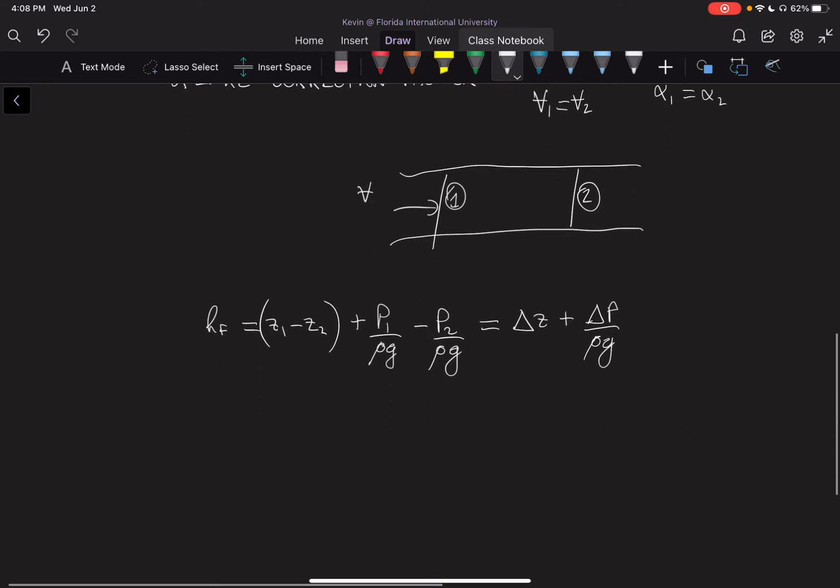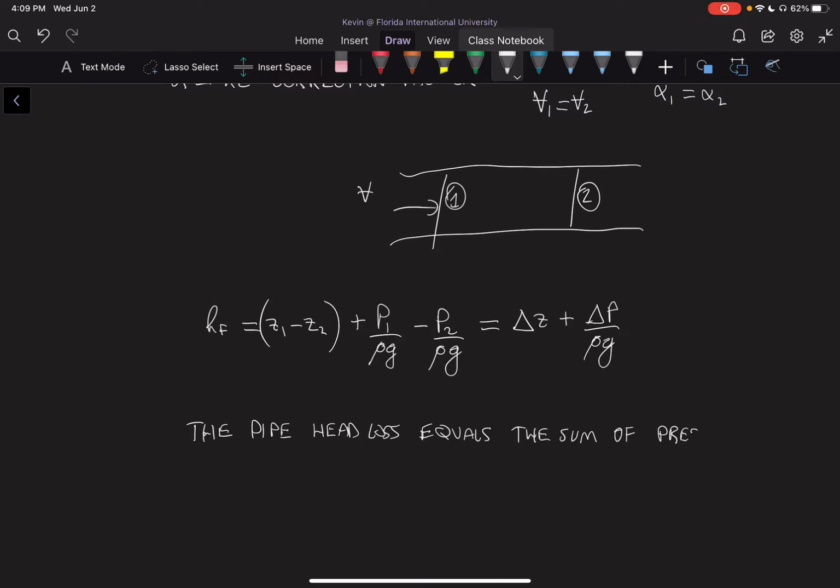And this is our equation essentially for HF. We can say HF is related in a pipe flow directly to the change in height plus a change in pressure over rho G. Okay, we can also write this in words as the pipe head loss equals the sum of pressure and gravity head.